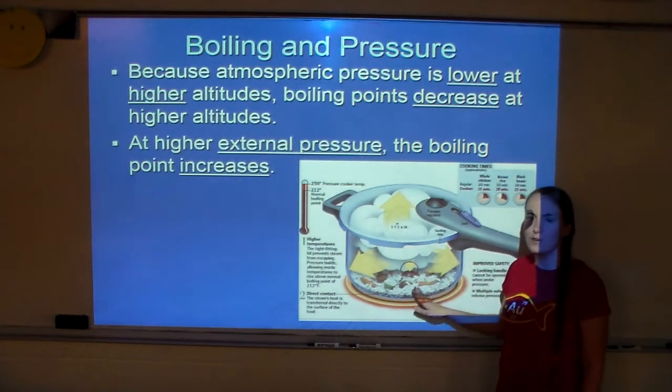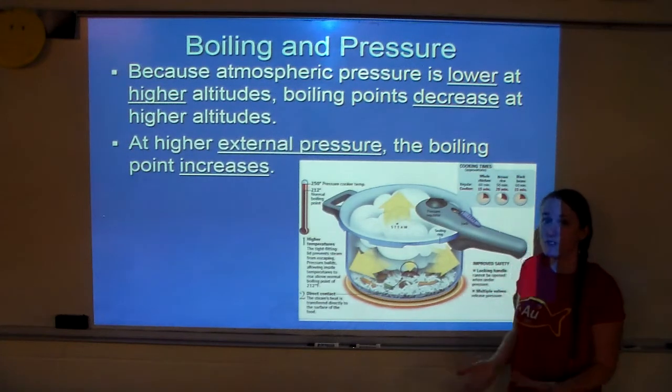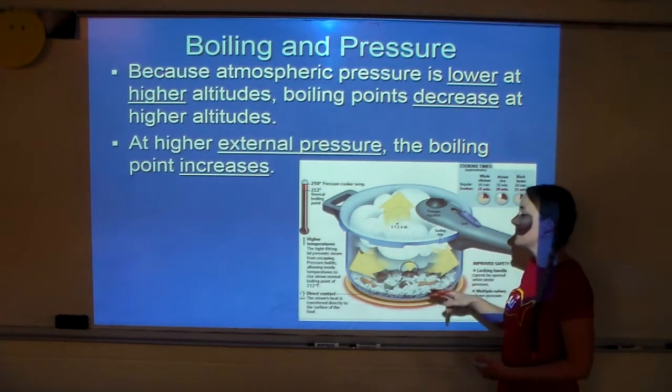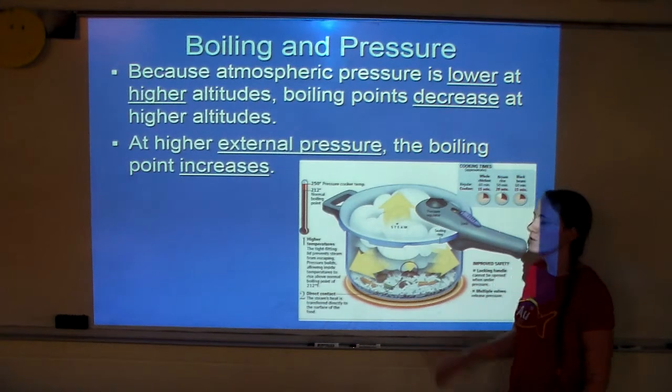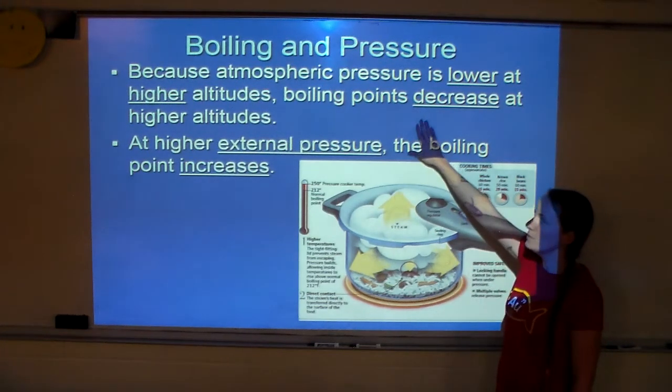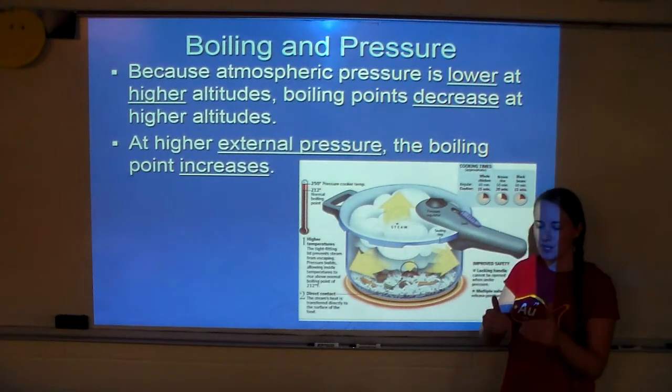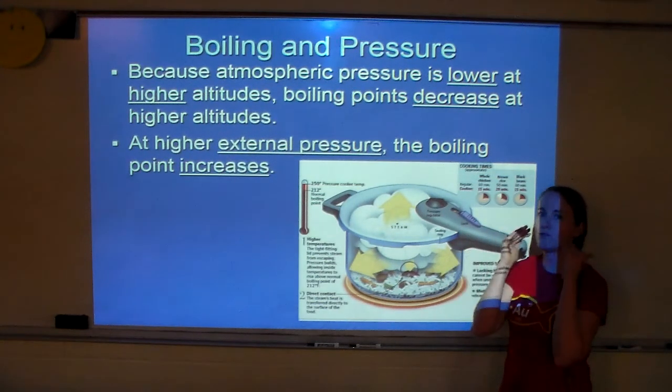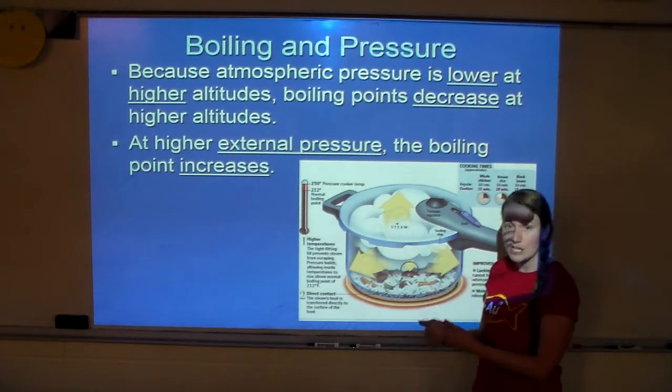And so if you cook food at a higher temperature, then it cooks faster. So pressure cookers a lot of times are used for rice because rice is known to kind of take a while, and you can help speed that process up. So remember, boiling point is based on when vapor pressure equals external pressure. So if we can change external pressure, we can change the boiling point.